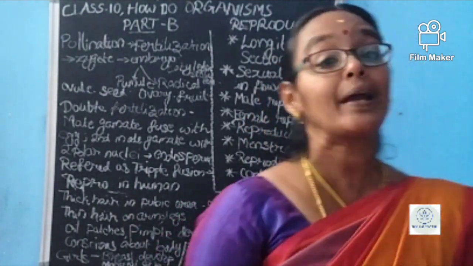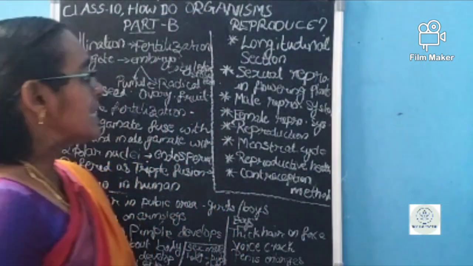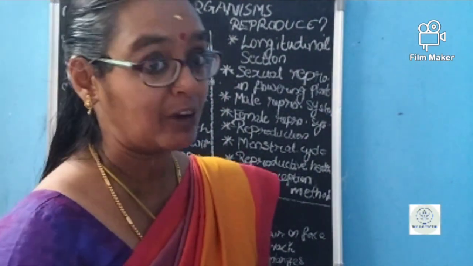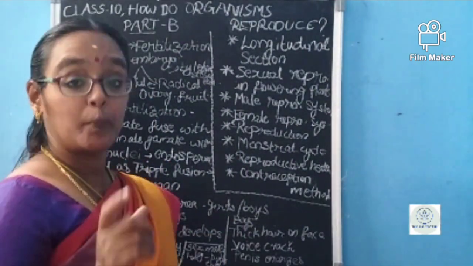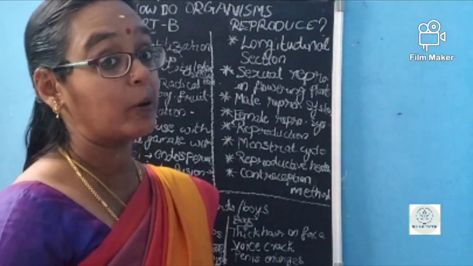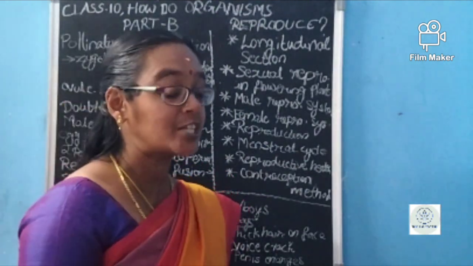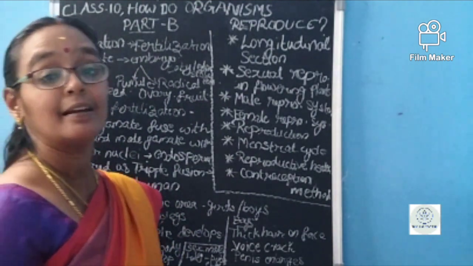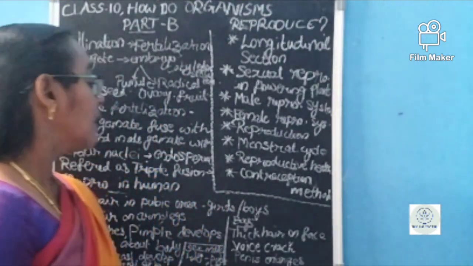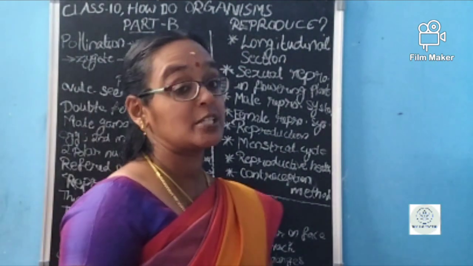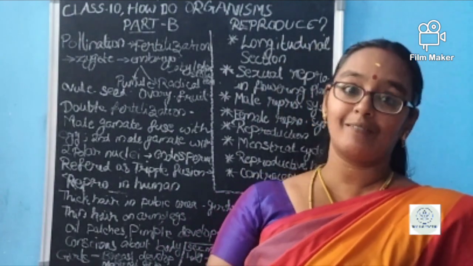In part B we are discussing the longitudinal section of the flower, and how sexual reproduction happens in flowering plants. Then, in humans, we are discussing in detail the male reproductive organ, the female reproductive organ and how reproduction occurs, then the menstrual cycle in females, reproductive health, and the contraception methods. All these we are discussing in part B. Shall we start the class?